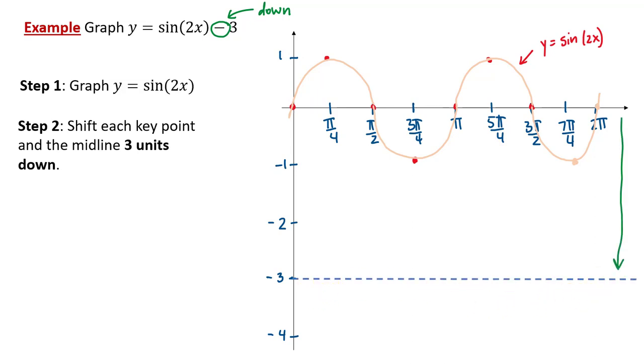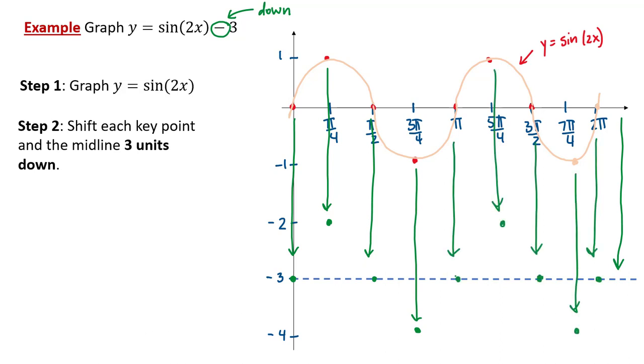And now, as I said, I'm taking each key point and shifting it 3 units down. So this zero will be shifted 3 units down, and it's going to be at -3. This maximum point will be shifted 3 units down, and it will be at -2. Next zero. And you got the idea, right? That minimum point is shifted 3 units down. Now it's over here. And I will continue in that manner. Okay, so that's what I got.